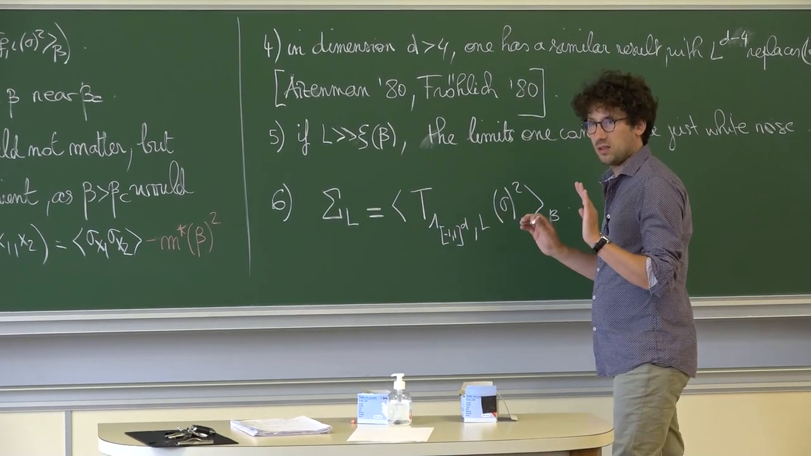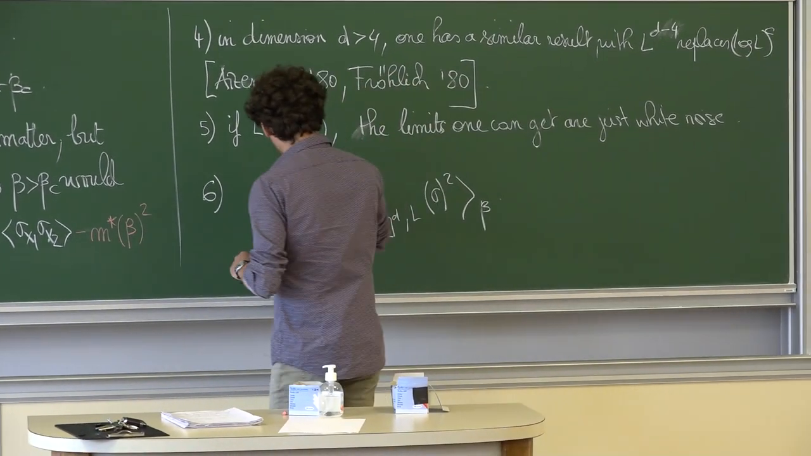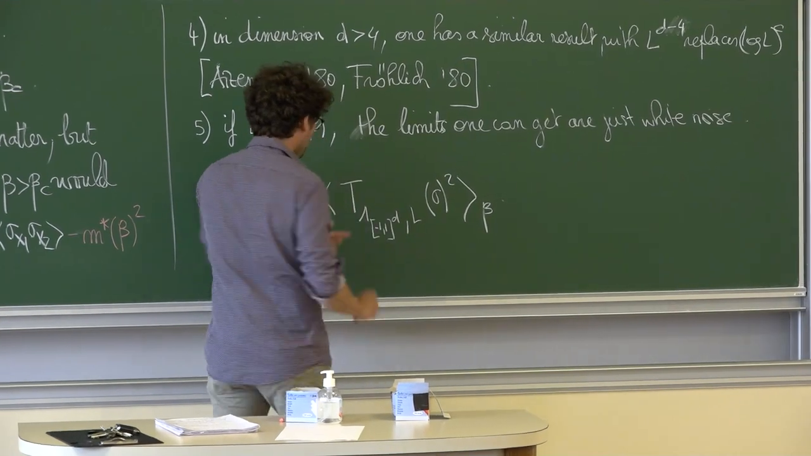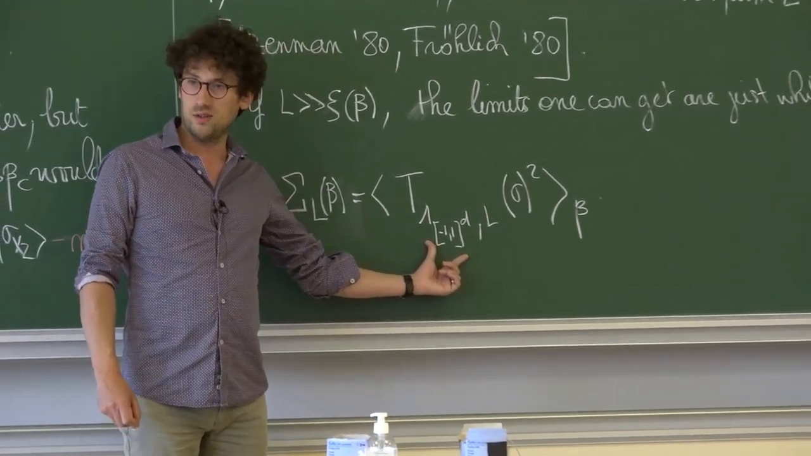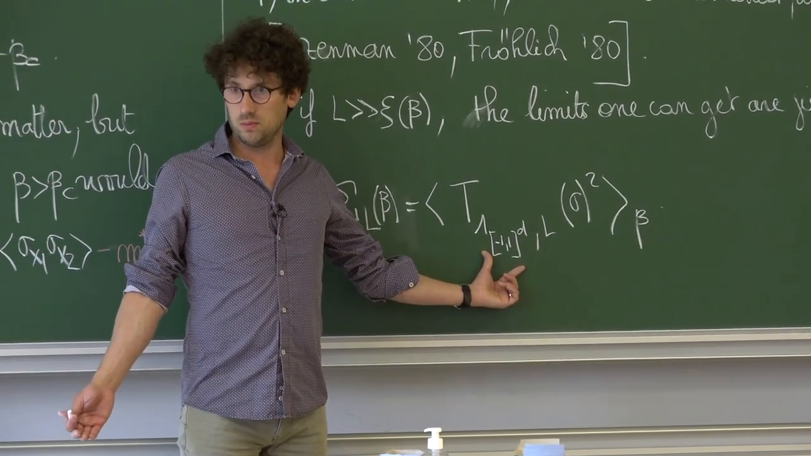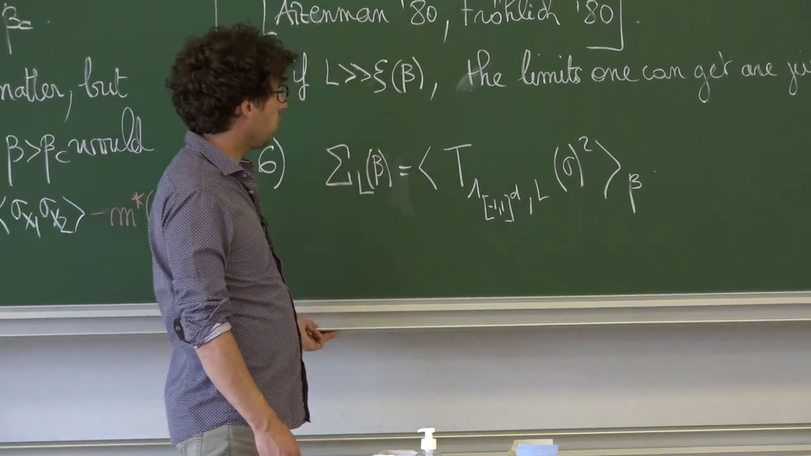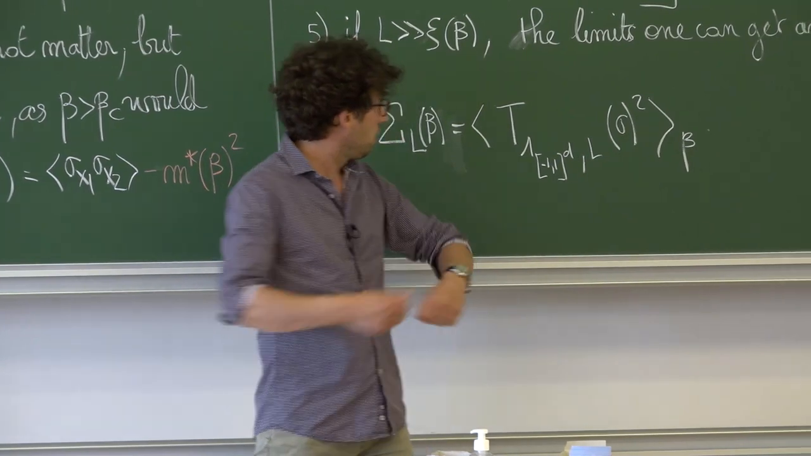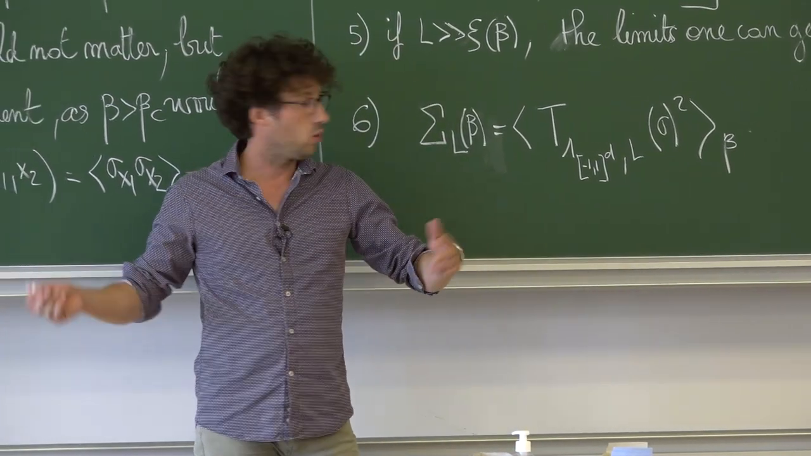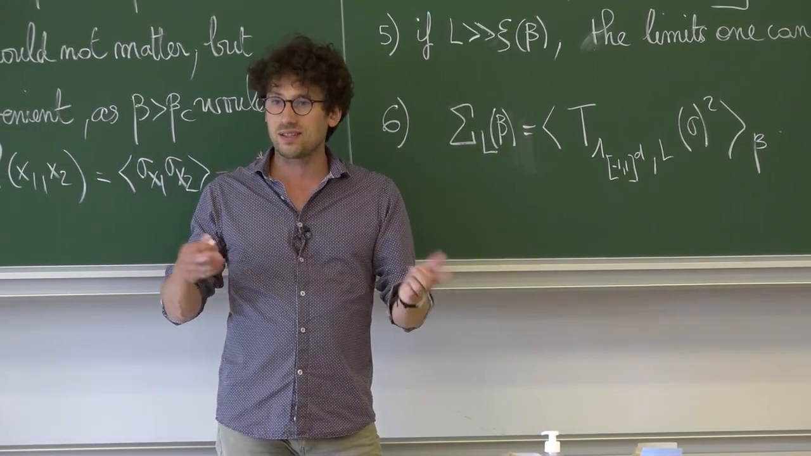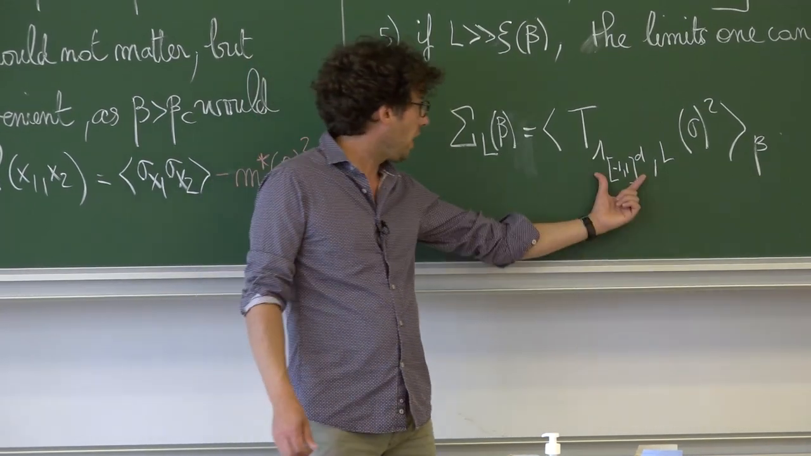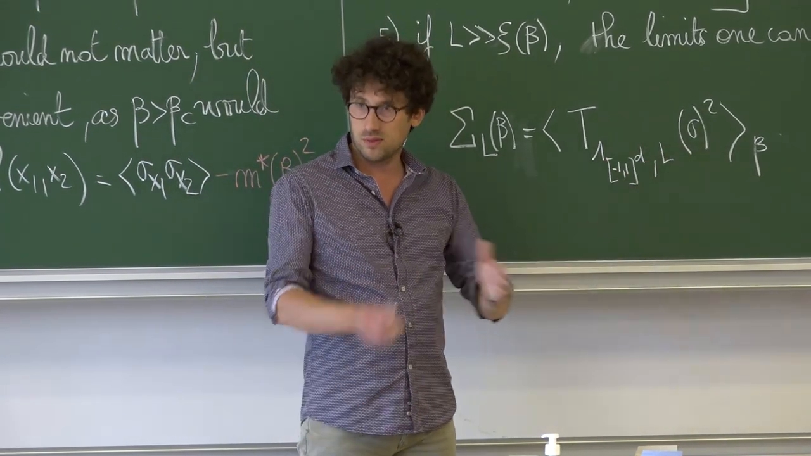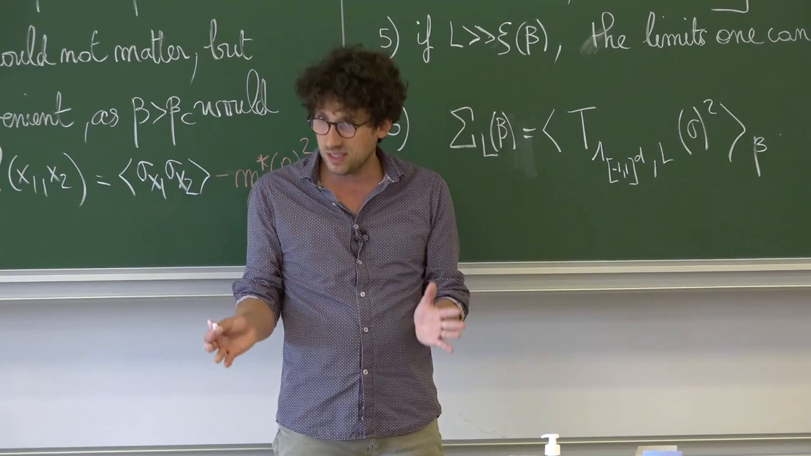This is just that. Sigma_L(beta) is this. Of course, this is not a compactly supported continuous function. But if you expand it, it's the sum over x and y of f(x) f(y) times the correlation, and the correlations are positive.